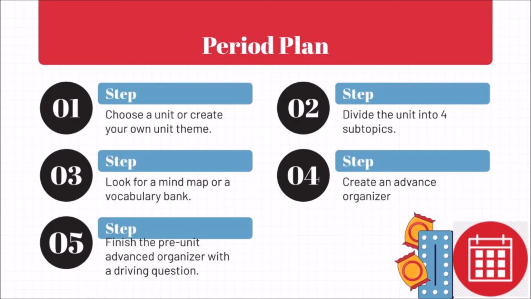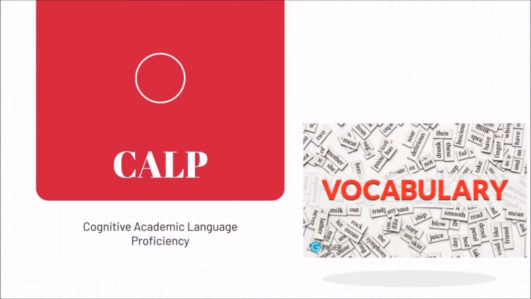And finally, the step 5 is to finish the pre-unit advanced organizer with a driving question. For example, how does sugar impact the different systems of your body? As I mentioned in the step 3, the teachers have to look for a mind map or a vocabulary bank. So, the specific vocabulary teachers have to apply in their lessons is the CALP. CALP means Cognitive Academic Language Proficiency, that focuses on proficiency in academic language or language used in the classroom in the various content areas.